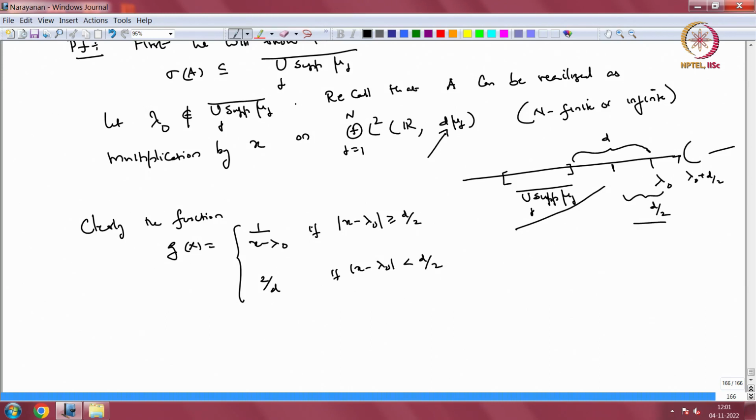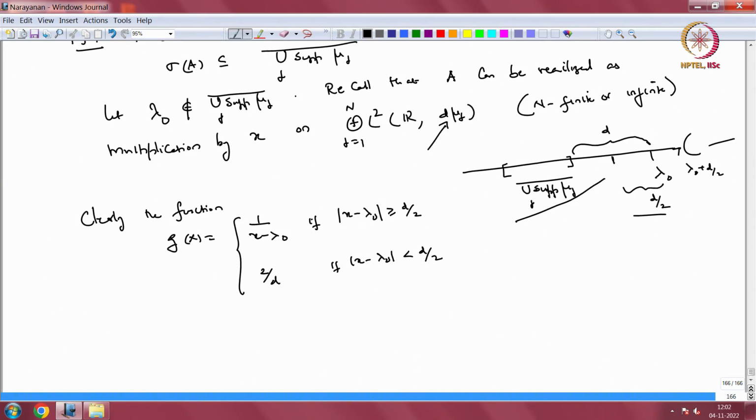Okay. So, now if you look at what is happening in the support of mu j's and the closure, the function is just 1 by x minus lambda naught, there is no problem, and it is a bounded function. So, I have inverted the multiplication by x minus lambda naught in the union of support of mu j's, and that is enough. So, it is invertible. So, lambda naught cannot be in the spectrum. Okay. So, the function g of x is bounded and measurable, and is the inverse of A minus lambda naught I. So, this implies that lambda naught is not in the spectrum of A.